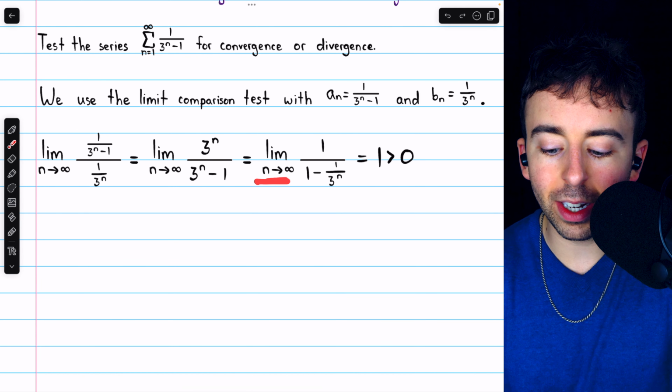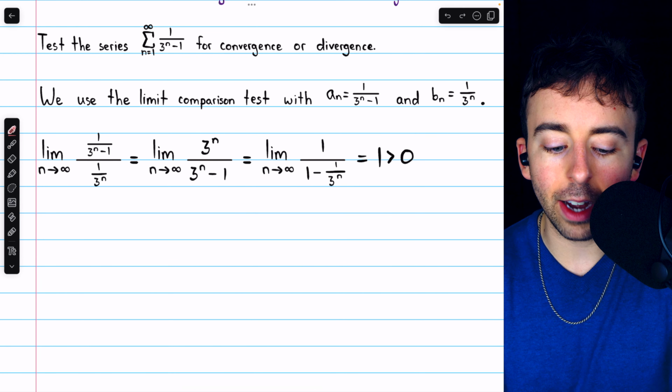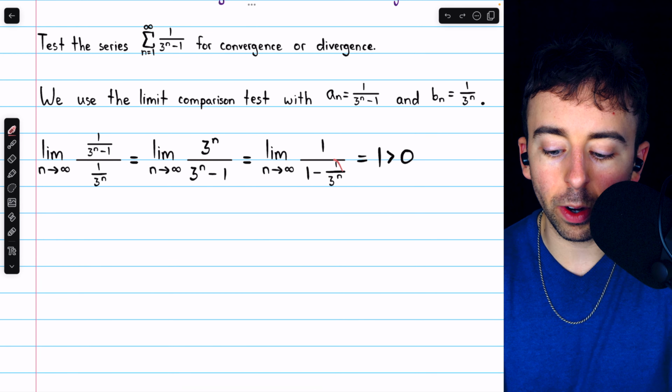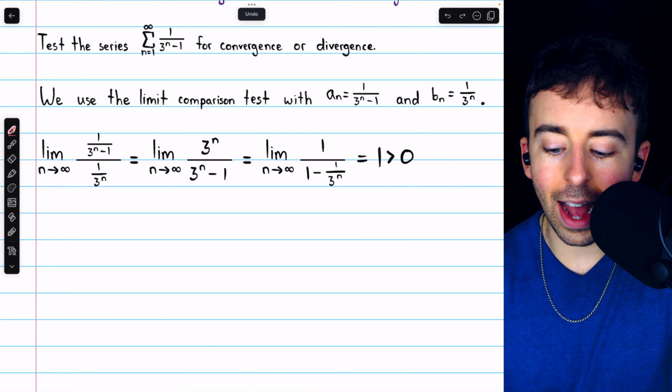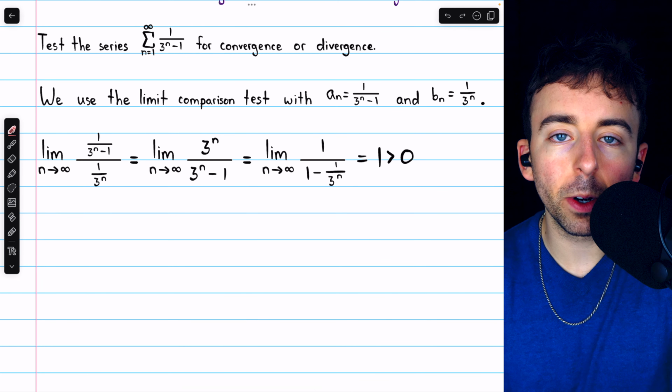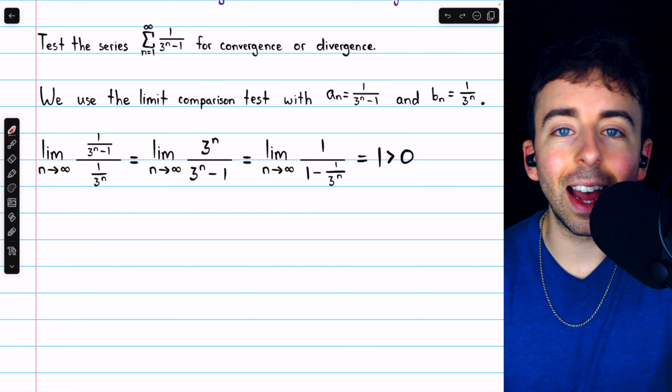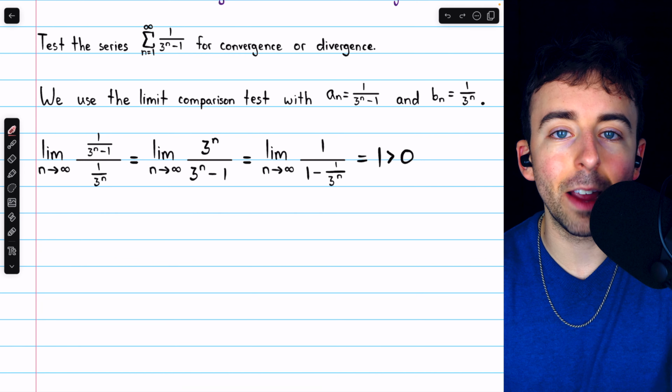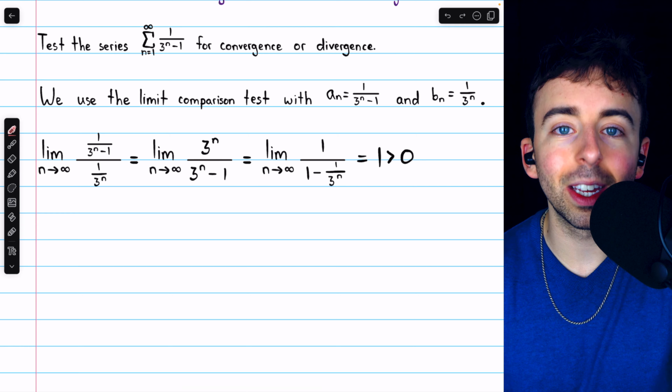Now, as n goes to infinity, 1 over 3 to the n, of course, is going to go to 0. And so we'll just be left with 1 over 1. Hence, the limit is equal to 1, which is a finite positive number. And so, by the limit comparison test, the two series must have the same behavior. That is, they both converge.